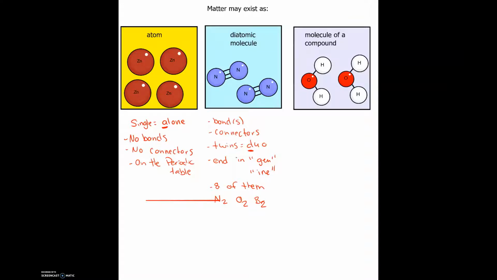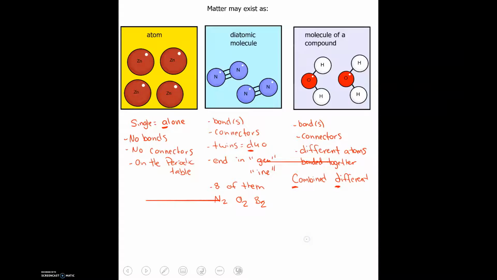Now, compounds. Compounds also have bonds. So they have those connectors. But there are different atoms. So notice that diatomic elements are the same. Compounds have different atoms bonded together. Okay, so they are combined, different. So that helps me think of compound. Combined starts with a C, and then compound ends with a D for different. Combined, different. Diatomic molecules are duos, they're twins. And an atom is all alone, no bonds.